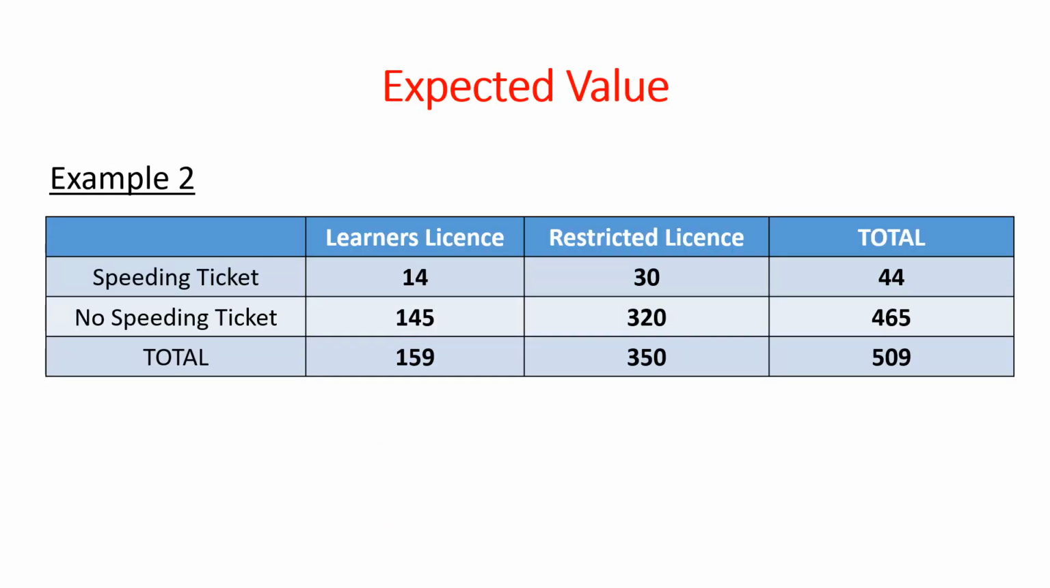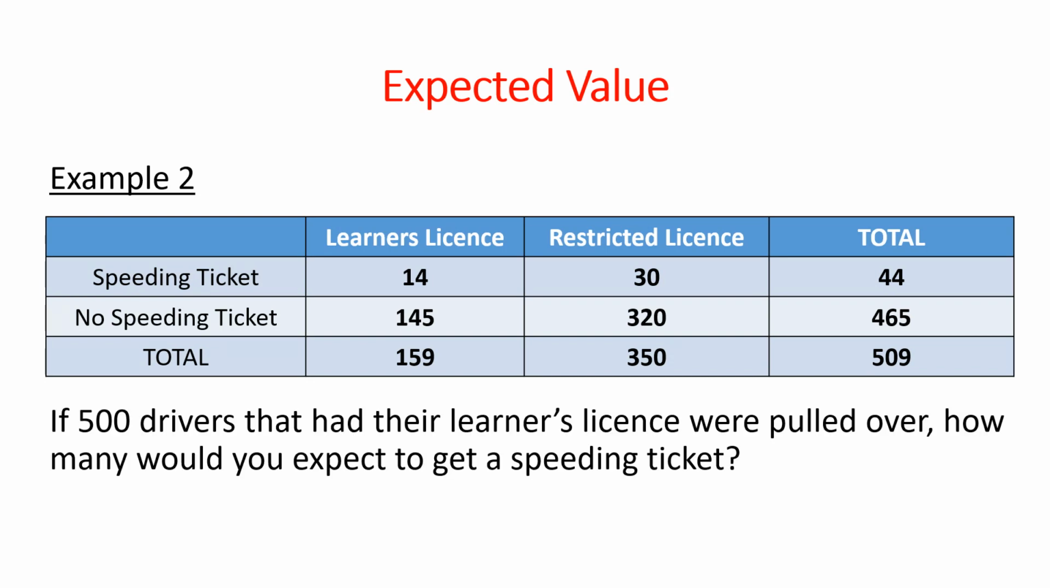Right, let's look at a second example. This is a two-way table, and it's about learner's license, restricted license, and whether they get speeding tickets or no speeding tickets. If 500 drivers that had their learner's license were pulled over, how many would you expect to get a speeding ticket? Well, we're going to use this table, the summary from the results from this table, to make an estimate out of how many of the 500 drivers that had their learner's license would get a speeding ticket.